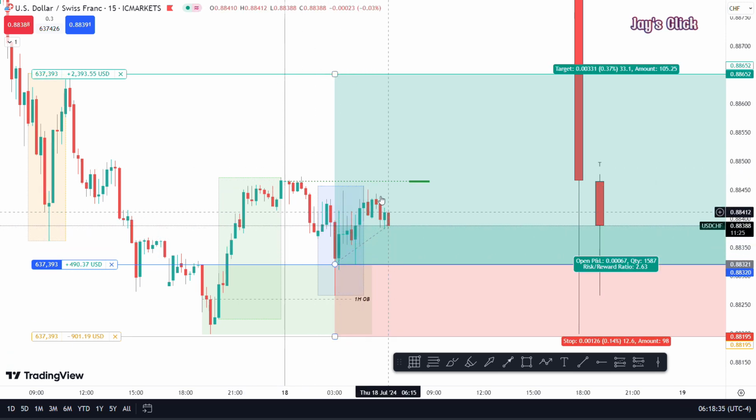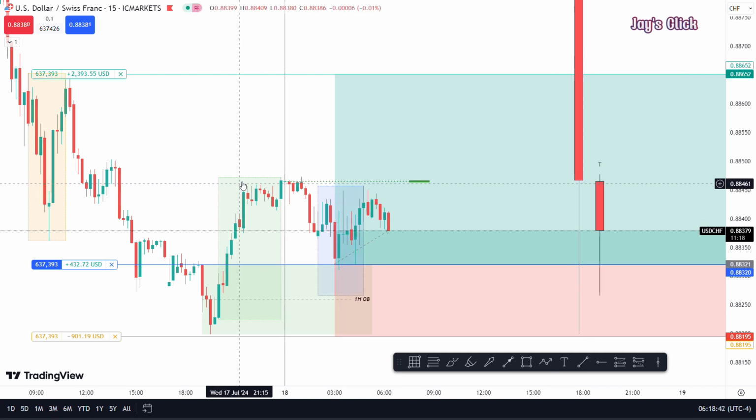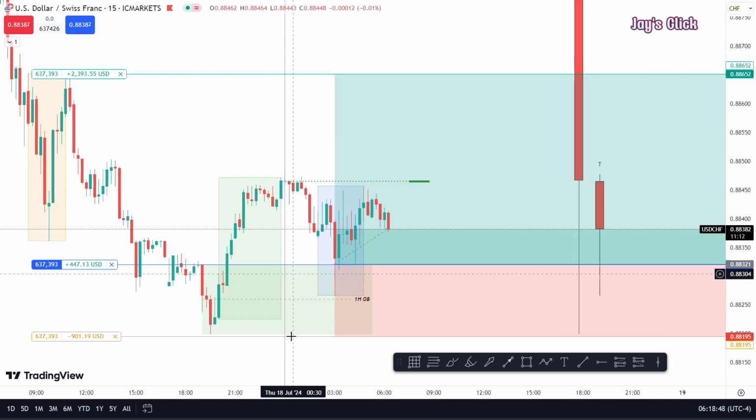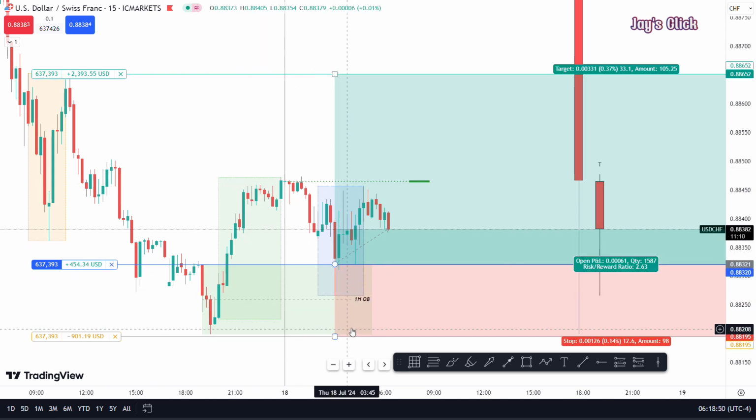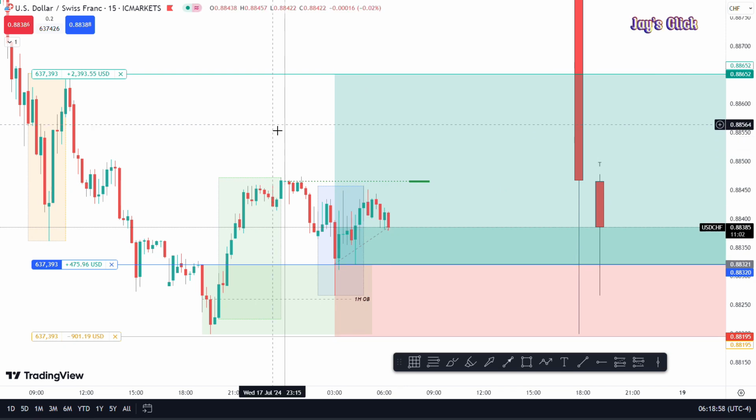If we manage to close above this area, there's some liquidity that's resting here as well as the Asia session high. So if we manage to close above there, I'll secure my risk. I'll push my stop loss probably towards around this area here as I see what price will unfold from there.